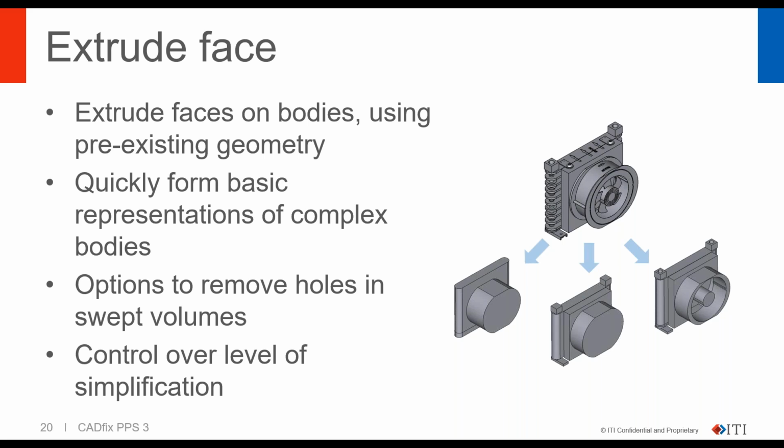As you can see on the right here, I've simplified this component to 3 varying levels. The result on the left might be the most appropriate if I need, say, a lightweight model for a space management application, and maybe on the right for IP protection, where we're looking to remove IP, maybe just the blades of the fan or the cooling fins at the back, whilst maintaining as much of the aesthetic as possible. Either way, the extrude face tool offers greater flexibility to the user when simplifying these complex parts.